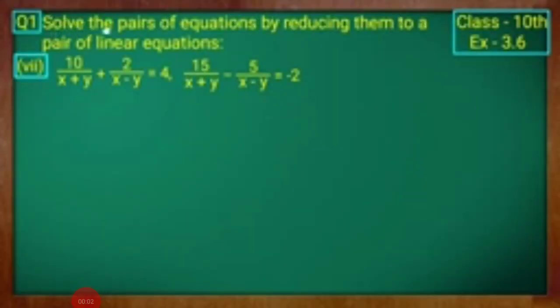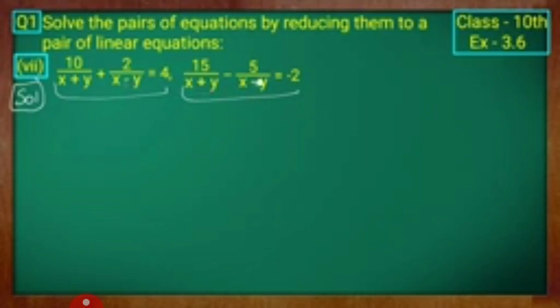Students, see the seventh part of question 1. Solve the pair of equations by reducing them to a pair of linear equations. The pair of equations is 10 upon x plus y plus 2 upon x minus y is equal to 4, and 15 upon x plus y minus 5 upon x minus y is equal to minus 2.